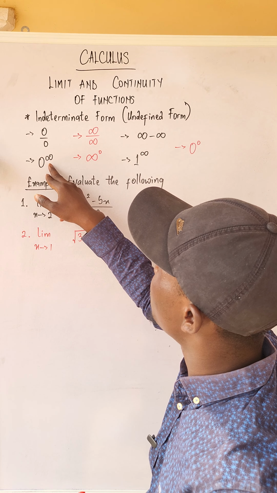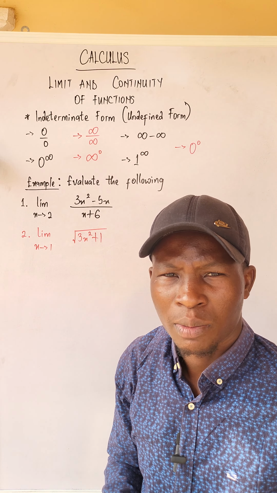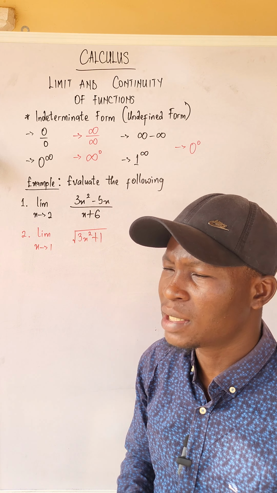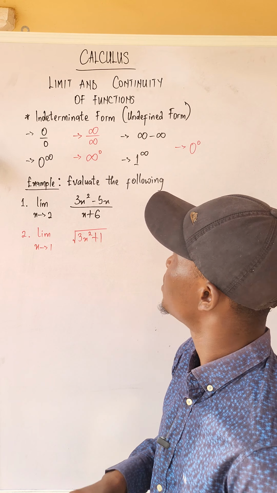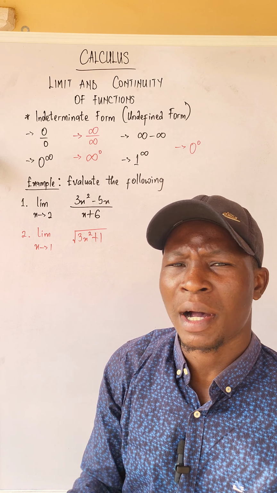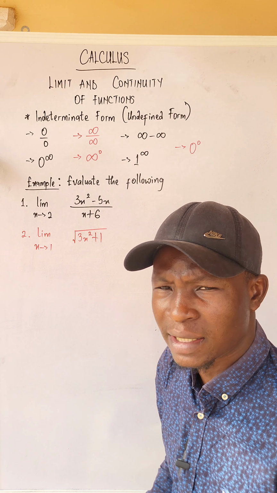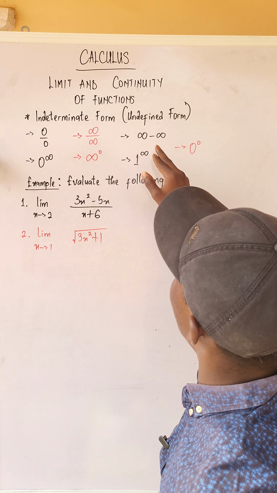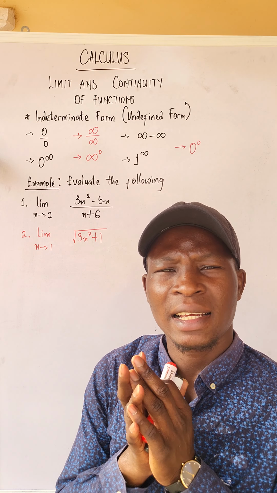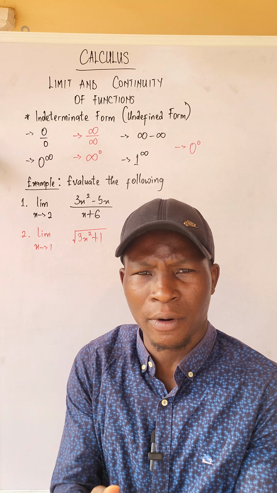You must not have 0 raised to power infinity. You must not have infinity over infinity. You must not have infinity raised to power 0. You must not have infinity minus infinity. You must not have 1 raised to power infinity, and you must not have 0 raised to power 0. So these are the indeterminate forms, or we call them undefined forms.